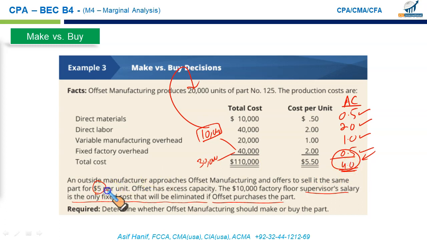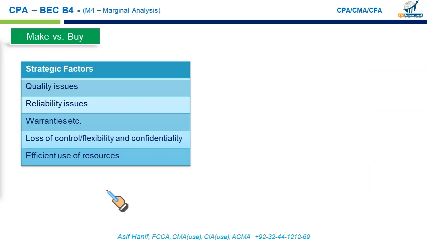Cost of acquiring is $5, so we will produce the goods ourselves. Strategic factors, yes, they are important in make versus buy decision. Quality issues. When you are outsourcing a certain component or even a complete unit to a third party, there is an issue of quality. Quality should not be compromised.